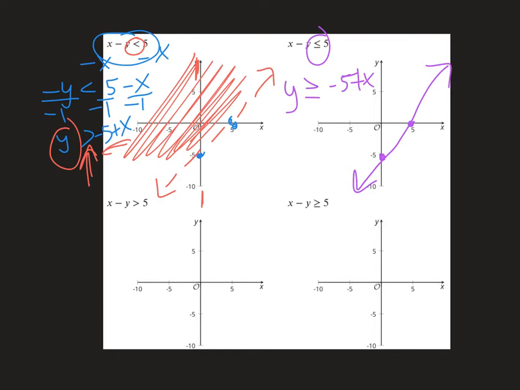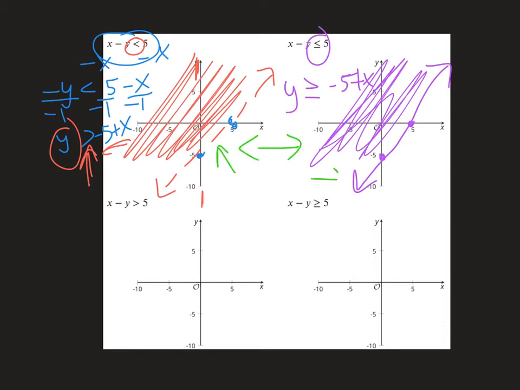I don't have to keep redoing the algebra. I know what it looks like. I know that the sign flip-flops. I know that I got -5 plus x on one side. I know that I got y on the other side. Where are all the y values greater? Over here. So what's the difference between these two pictures? Dotted line, solid line. All of the points on this line are included in the solution set. All of the points on this line are not included in the solution set. So this y-intercept, not part of the solution set. This y-intercept is part of the solution set.